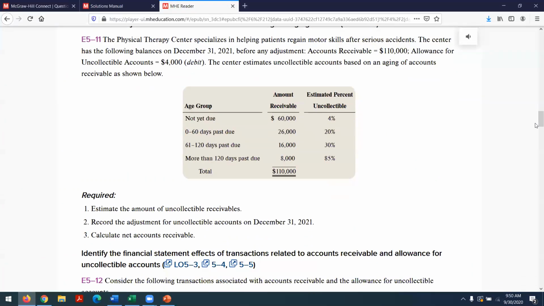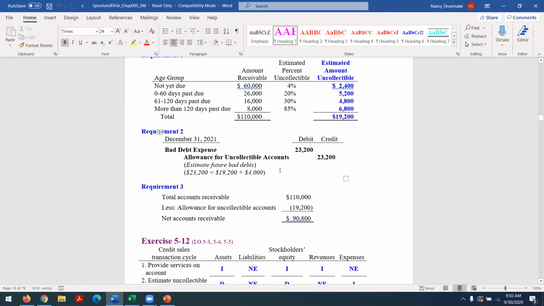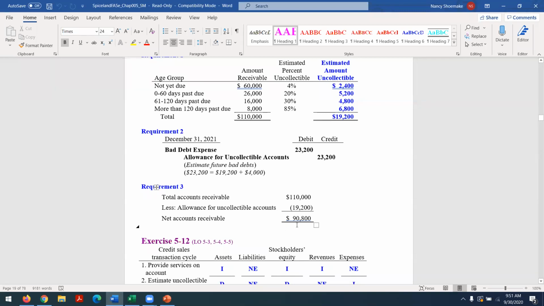Then it asks us, calculate the net accounts receivable. Well, won't those net accounts receivable be the 110 accounts receivable balance less the allowance for uncollectibles, as you see here, 19.2, and that net balance should be 90,800. Does anyone have questions on how I figured this out? Anybody?